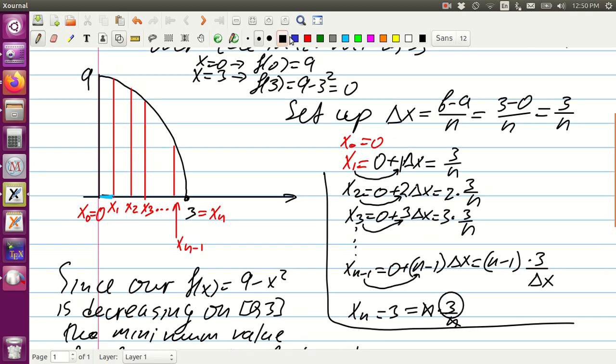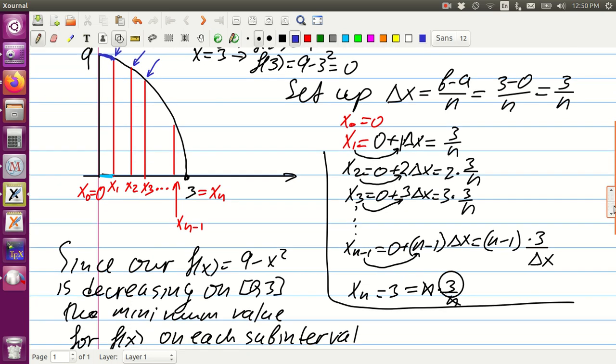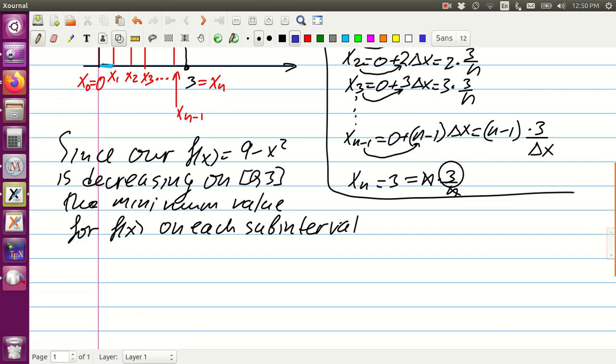If we look at each subinterval, if we take some particular piece like this one over here, we can clearly see that the minimum happens at the right end point, right? And the same for the next subinterval, and the next, because the function is decreasing. So the minimum is always to the right. The minimum of f of x on each subinterval is at the right end point of each subinterval.